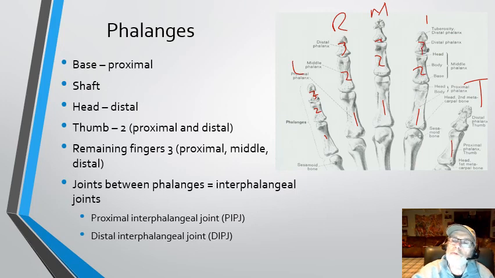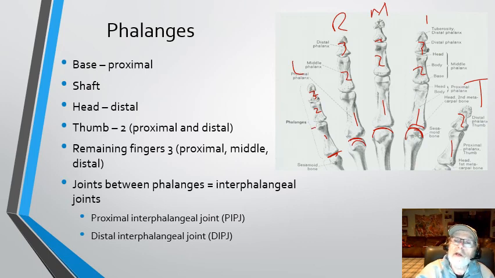1, 2, which gives me 14. Okay, so 14 phalanges. They have a base, which is pretty flat, or a little concave actually in most of these. Little concave base in here, and that fits the rounded convex head of the metacarpal. Okay, and that's what we have.